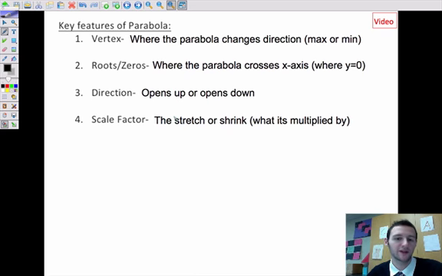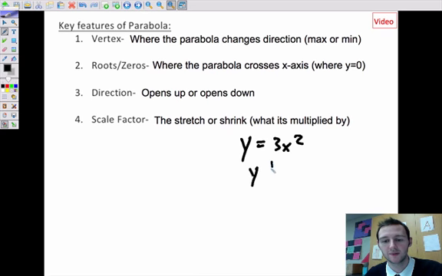The last one then, the scale factor. We've talked about this quite a bit with the vertical stretch or shrink of the parabola. The scale factor is just whatever you're going to multiply x by to determine that stretch or shrink. So remember, sometimes it looks like that if you're stretching it. Sometimes it'll look something like that if you're shrinking it.